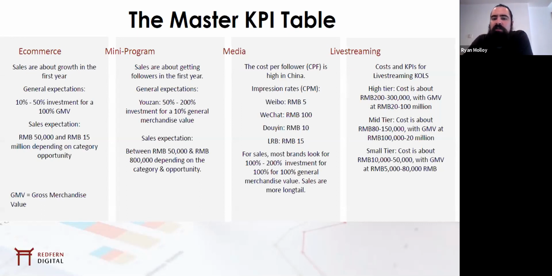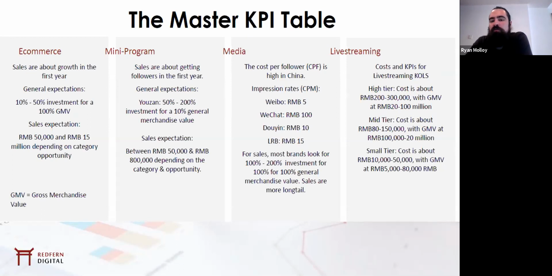And then media, this is generally the cost per impression rate. So the cost per follower is generally very high. If we look at cost per follower, so this is wrong. Sorry, each one of these is how much it costs to get a particular follower. WeChat is the highest, obviously 100 RMB per follower. Very expensive. And this is because it's a very closed ecosystem.